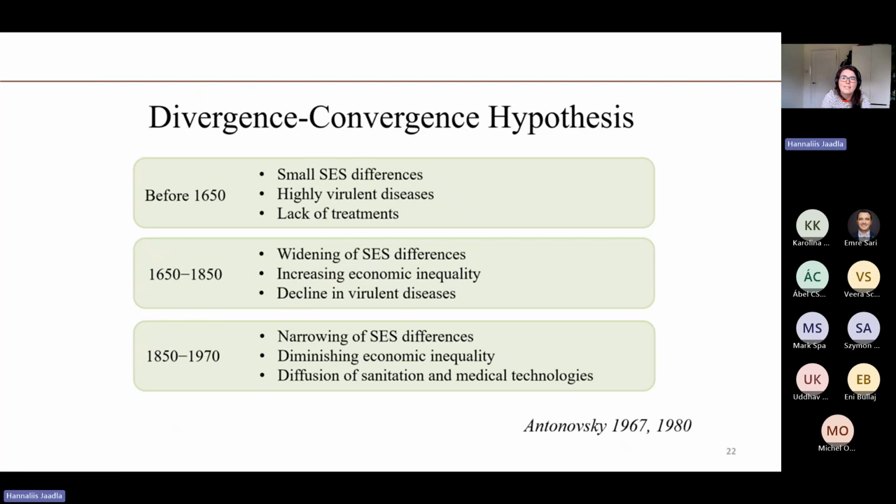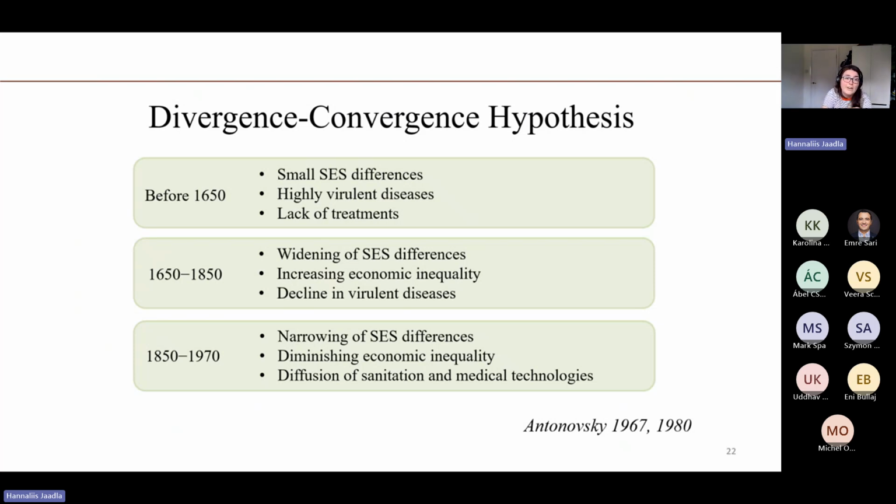And also that when mortality rates are extremely high, so thinking about prior to demographic transition, class differences or social inequalities in mortality tend to be low, but also when mortality rates are very low, so kind of after the transition period. And his periodization splits out this kind of before 1650 to 1850, and 1850 to 1970.